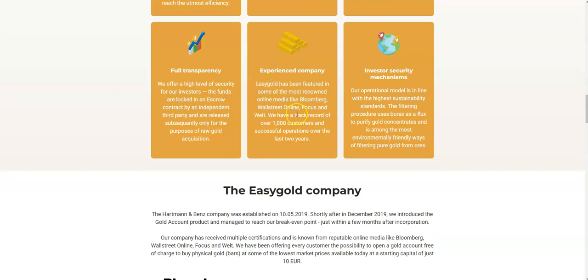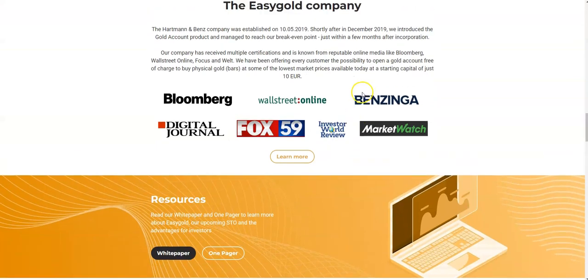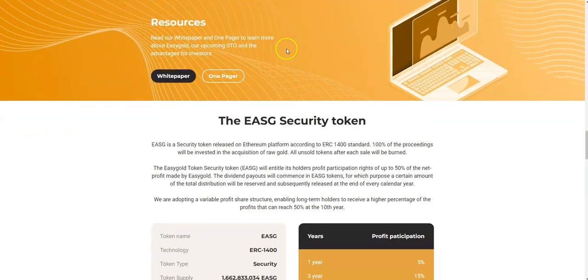Also, they have the experience to back it up with a track record of 1,000 customers and successful operations over the last 2 years, and investor security mechanisms to make sure your gold is safe along with your crypto. And they've been mentioned by some big names, Bloomberg, Benzinga, MarketWatch, Digital Journal, Fox 59, just to name a few.